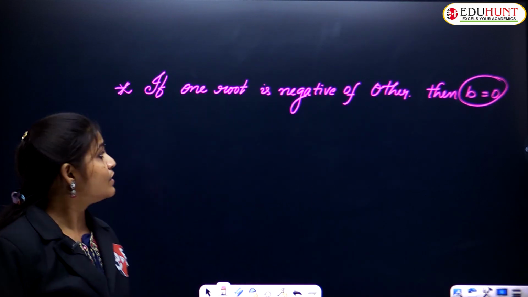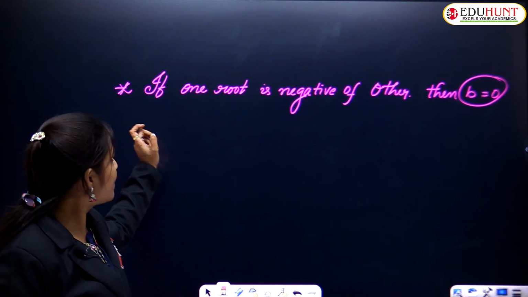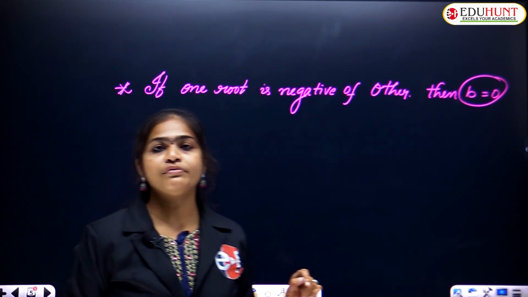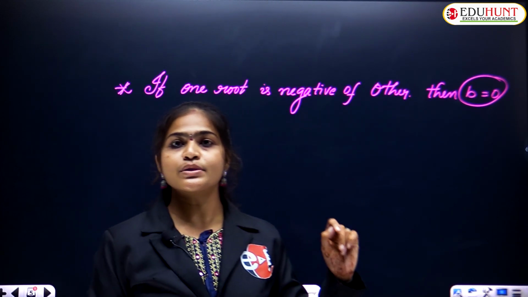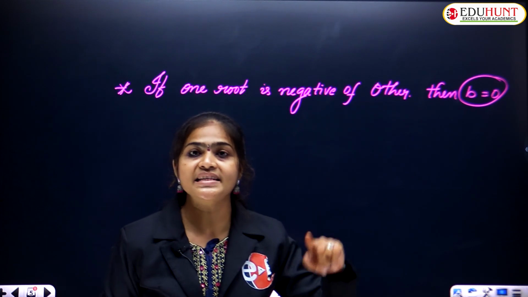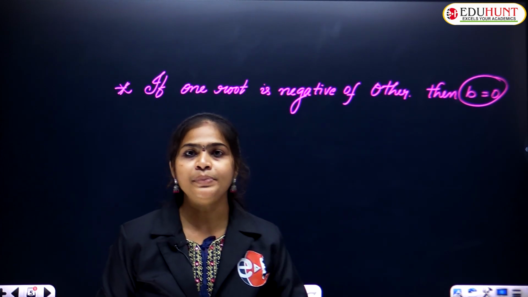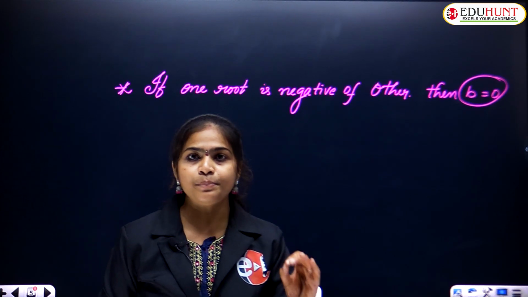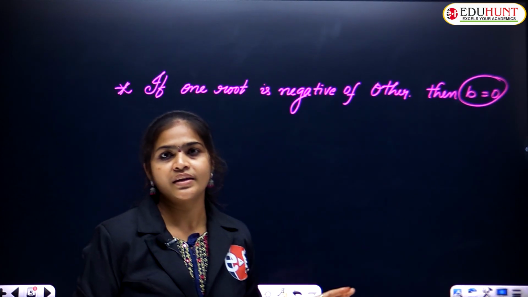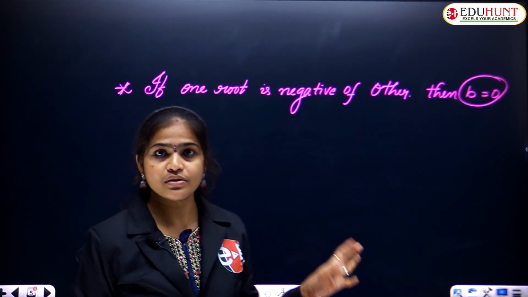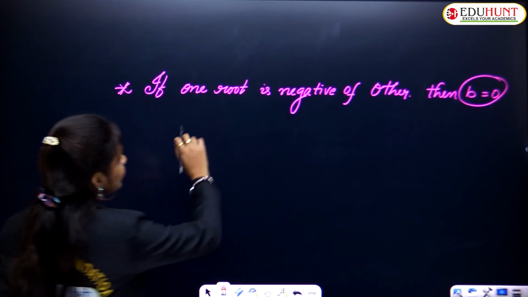For this kind of questions, for example, alpha and minus alpha are the roots of the given quadratic equation ax square plus kx plus c is equal to 0, then what is the value of k? So simply, without simplifying, the k value is 0. How did you get that b is equal to 0? Just see here, what they are saying in that question.